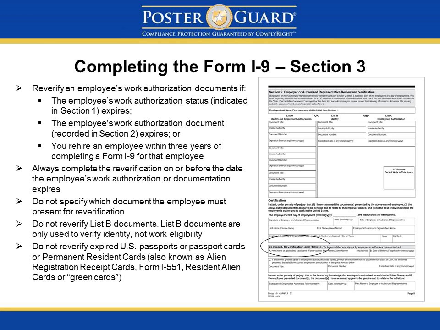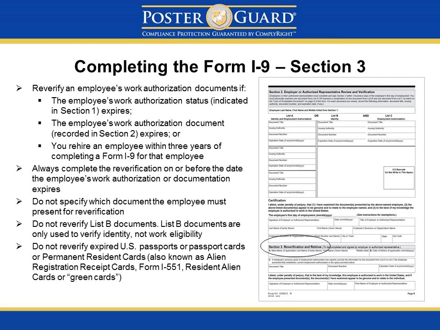More commonly, Section 3 is used for re-verifying your current employees if they have any work eligibility documents that have expired. This is where you verify that you've reviewed the employee's updated or current documentation, and then you confirm or attest that that employee is still eligible to work.